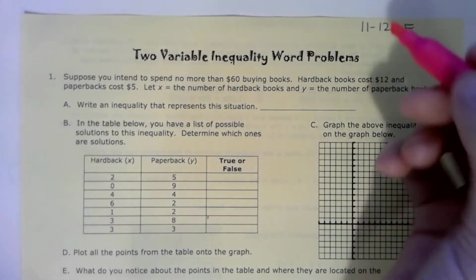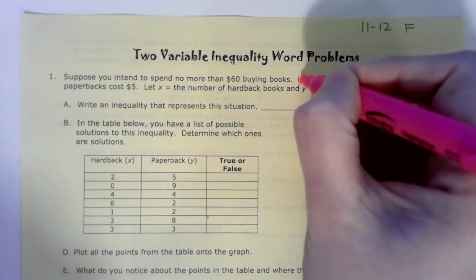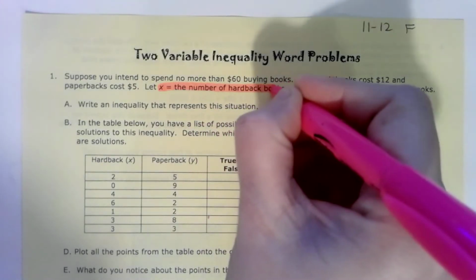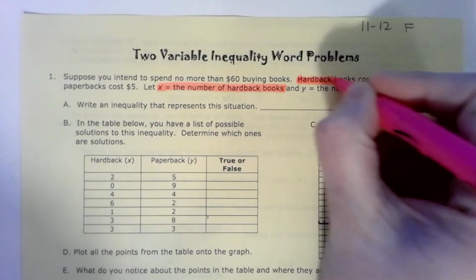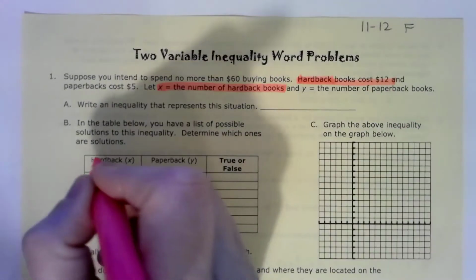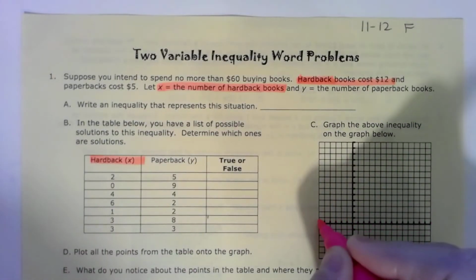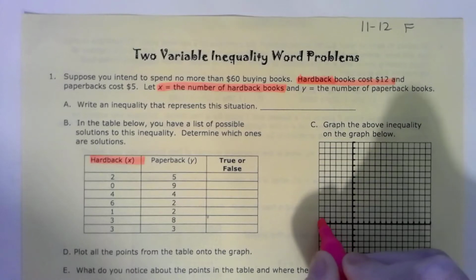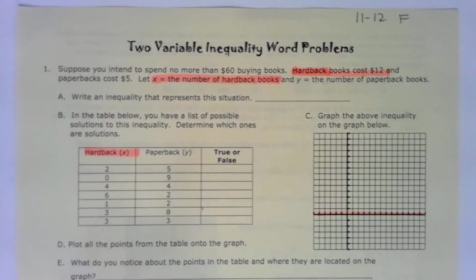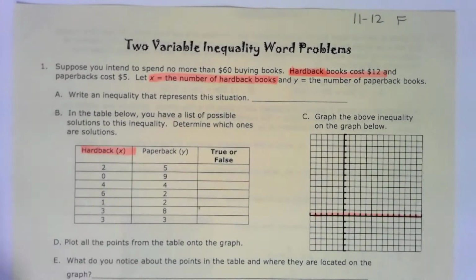So remember, we take our first highlighter, we highlight the variable first. X equals the number of hardback books. And then everywhere I see hardback books, I highlight whatever they tell me about it. Hardback books are X, so I'm just going to lightly highlight the X axis in pink. Okay, so I've highlighted everything hardback book related pink.